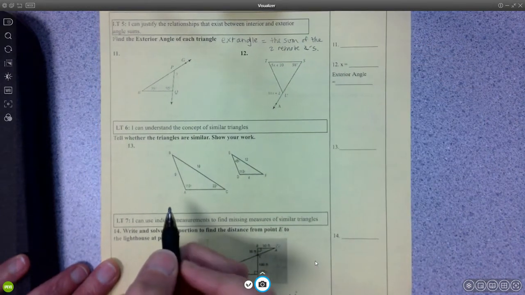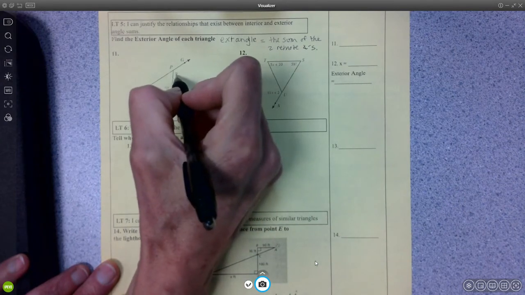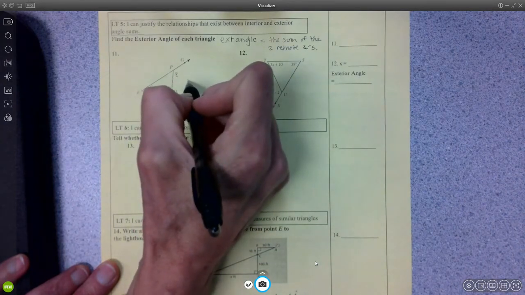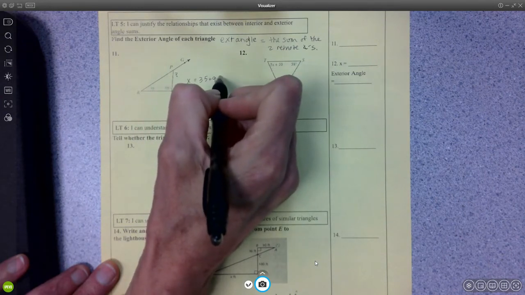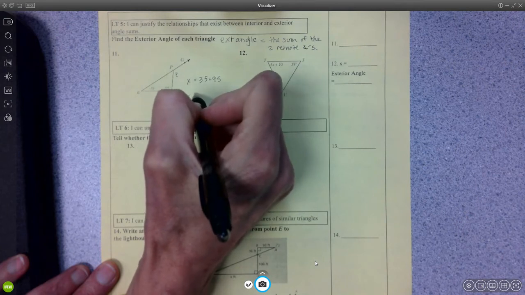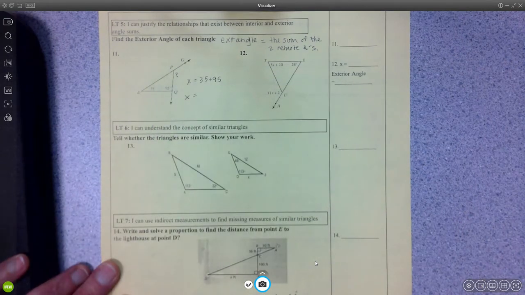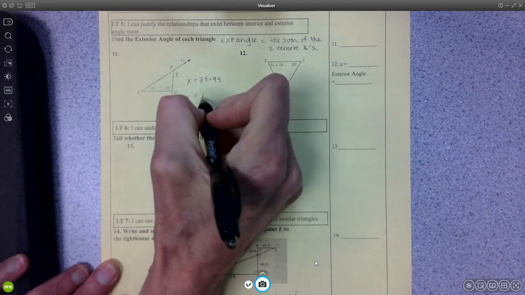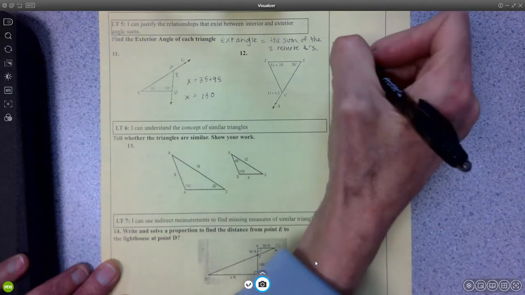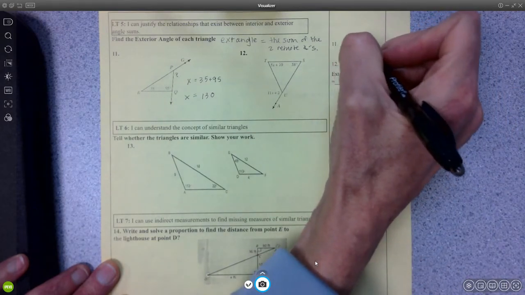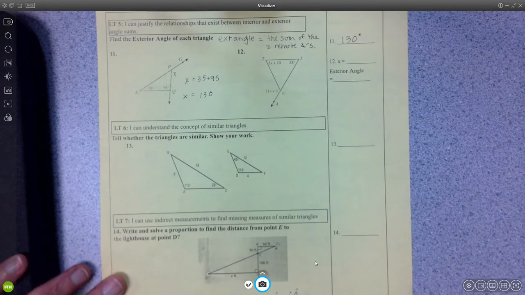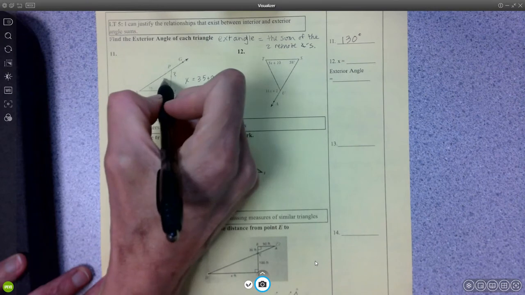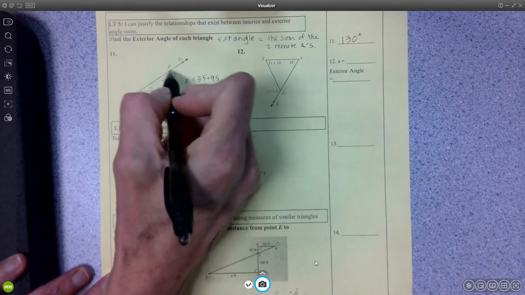So we're going to say that this exterior angle is equal to 35 plus 95. When I add them together, it's 130. Now, a lot of people found out that they could do that by the 180 method. Find this piece, and then this would also be 180, and that was fine too.